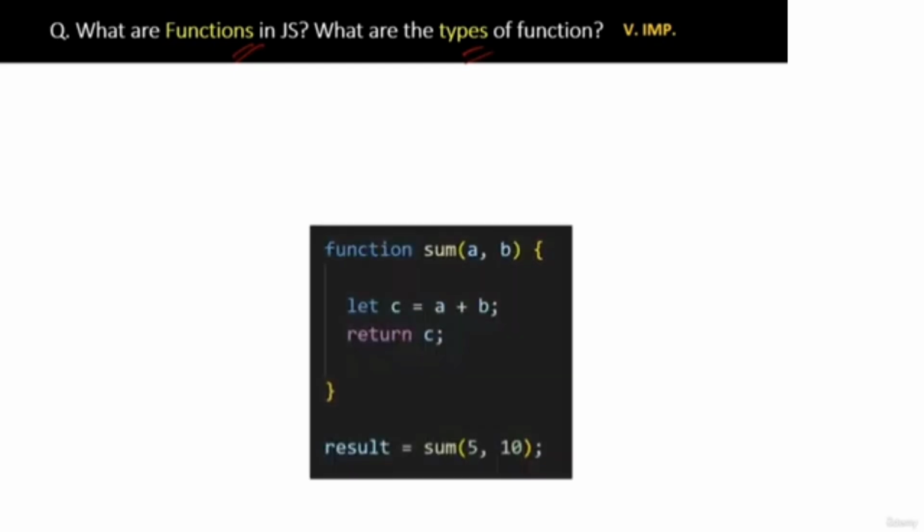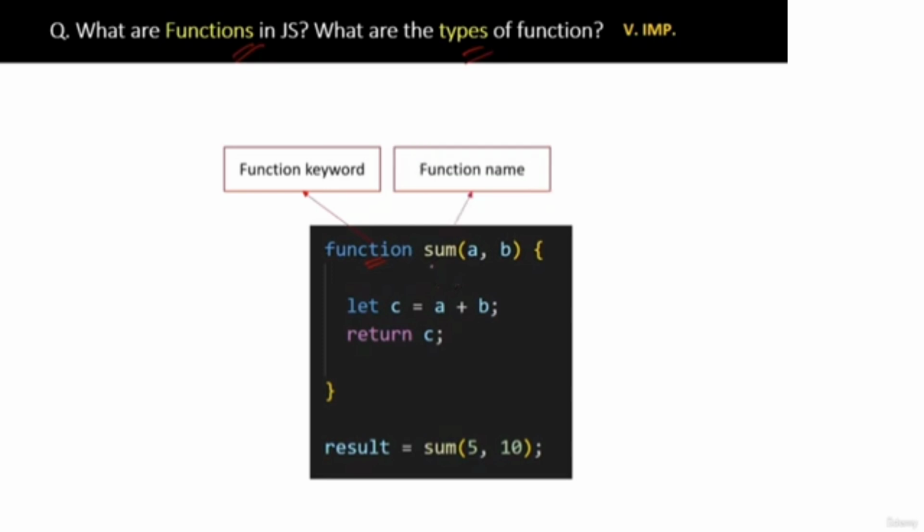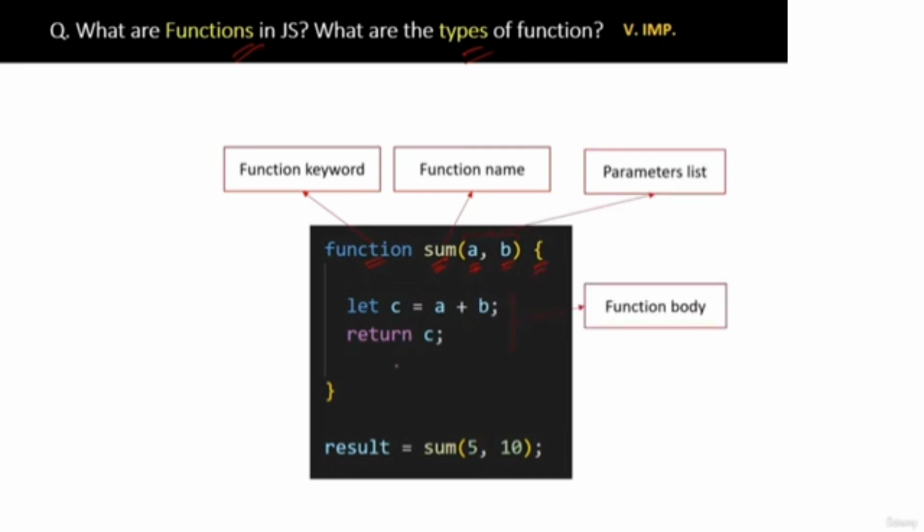What are functions in JavaScript? What are the types of functions? Very basic and very important question. Let's first see a simple JavaScript function code and the parts of it. Here is a simple function. First, we declare the functions by using the function keyword. After that, we put in the function name, and then inside the round brackets, we put the list of parameters. Now inside the curly braces, we put the function body, and our function is ready.